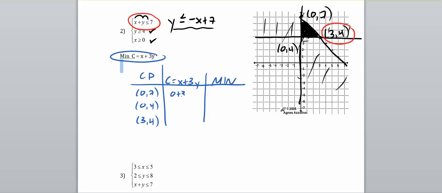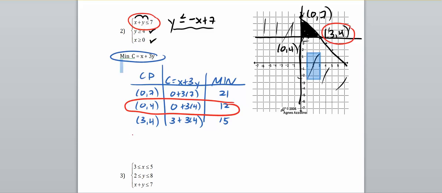So 0 plus 3 times 7 would be 21. 0 plus 3 times 4 would be 12. And then 3 plus 3 times 4 would be 12 plus 3 is 15. So what I need to look at now is, since I'm minimizing the function, or that's my goal, I need to say which x and y values are going to minimize my answer. So it looks like (0, 4) will minimize my function to be 12. So I can say 12 minimizes my function when x is 0 and y is 4.